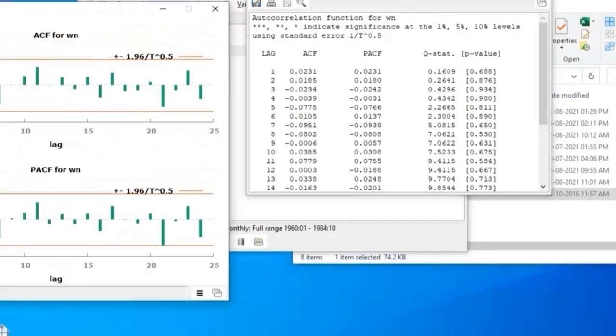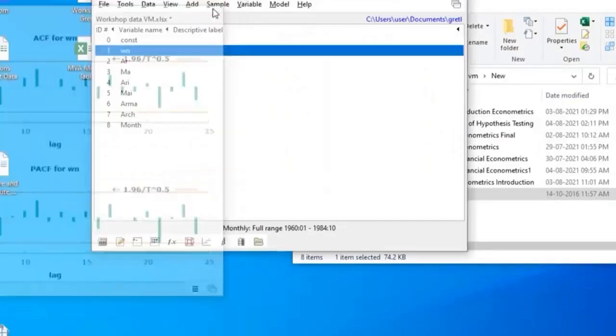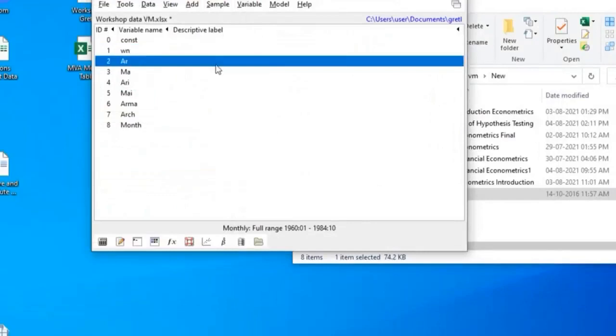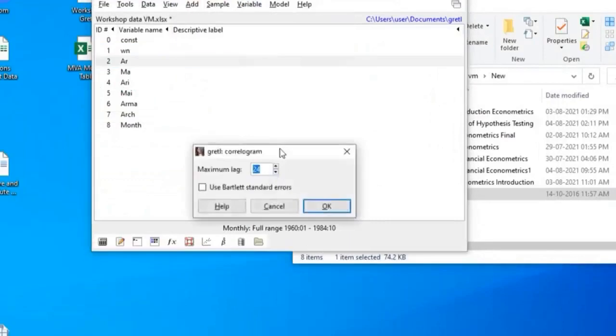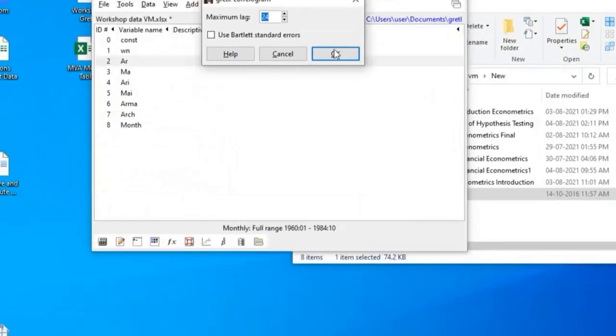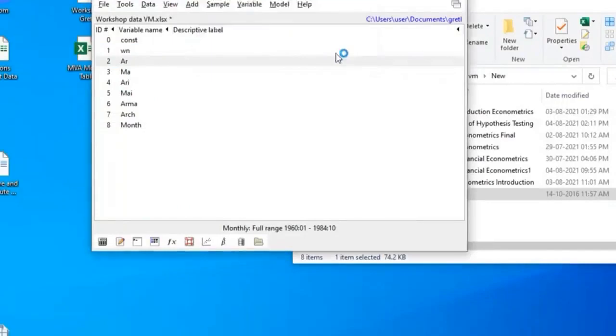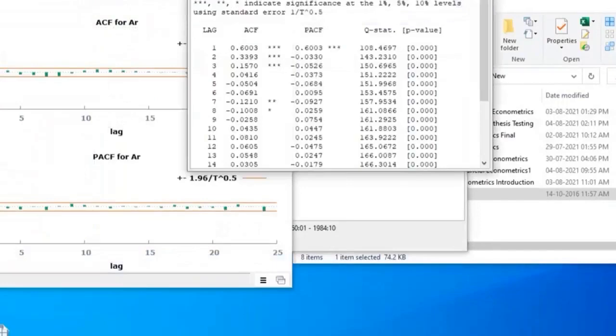Okay, I shall close this one. Then the second variable, go to the variable, then the correlogram. We are using 24. If we use only 20, then we will be getting up to 20 autocorrelation functions. That's all. 24 will give us a sufficiently long view. So I'm clicking OK. So here we have the case.